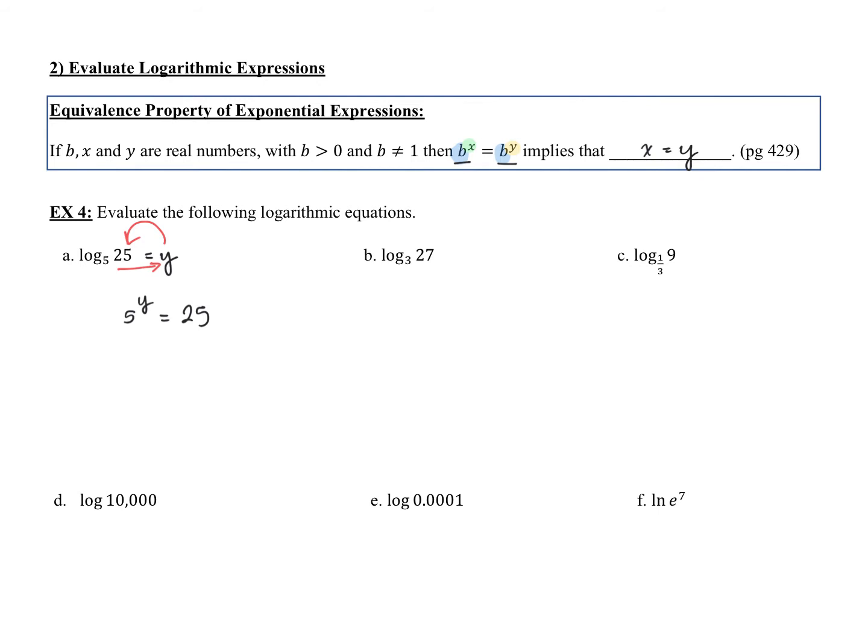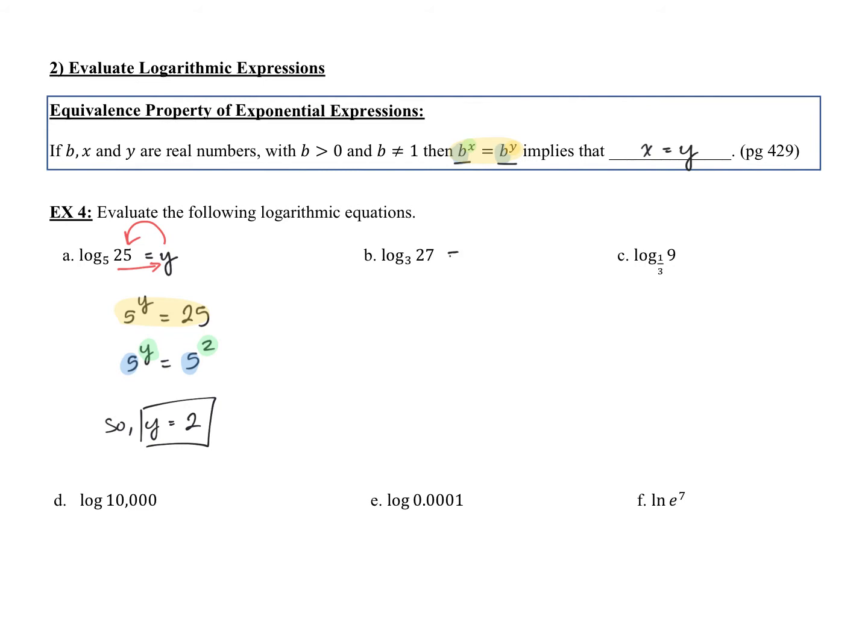Now it doesn't look quite like what we have up here. We need to write the bases to be the same. Well, I know I can rewrite 25 as 5 squared. So now, because the bases are the same, I'm allowed to assume that the exponents are also the same, which means y equals 2. Okay, sneaky way of bringing in algebra. Go ahead and try that for part B by yourself and check in with me in a second.